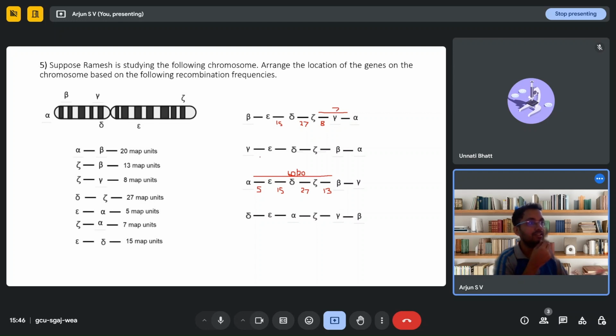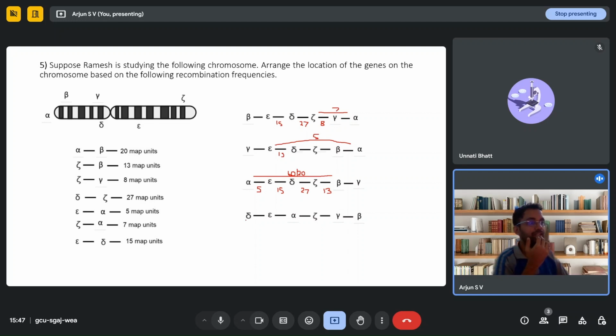So in this case, gamma to epsilon they haven't given here, and epsilon to delta they haven't given here. They are given only epsilon to alpha, which is so simple. So epsilon to alpha they are given 5 map units, but epsilon to delta they are given 15 map units. So this is 15, but this is 5, which is not possible. So this also can't be the correct answer. So this should be technically the correct answer, but we'll just see how it works out.